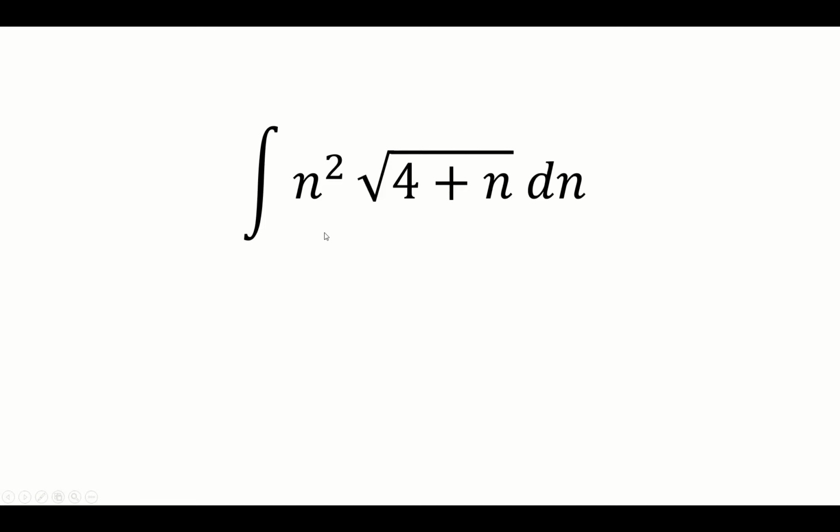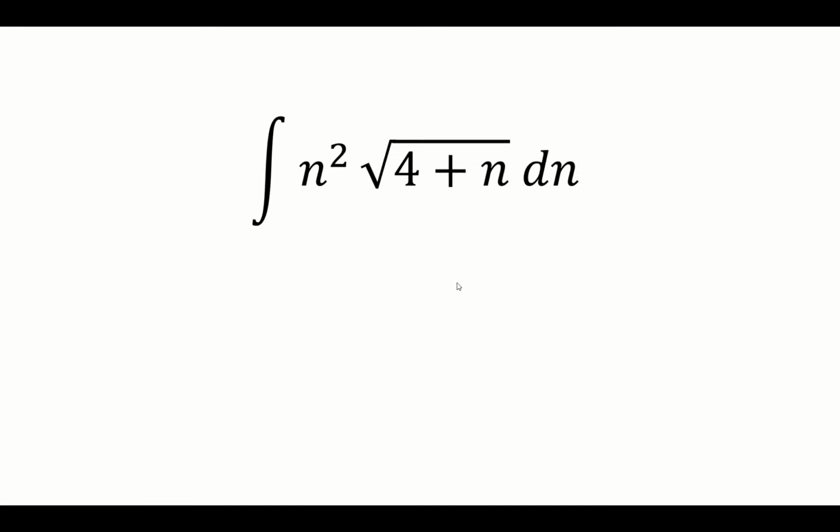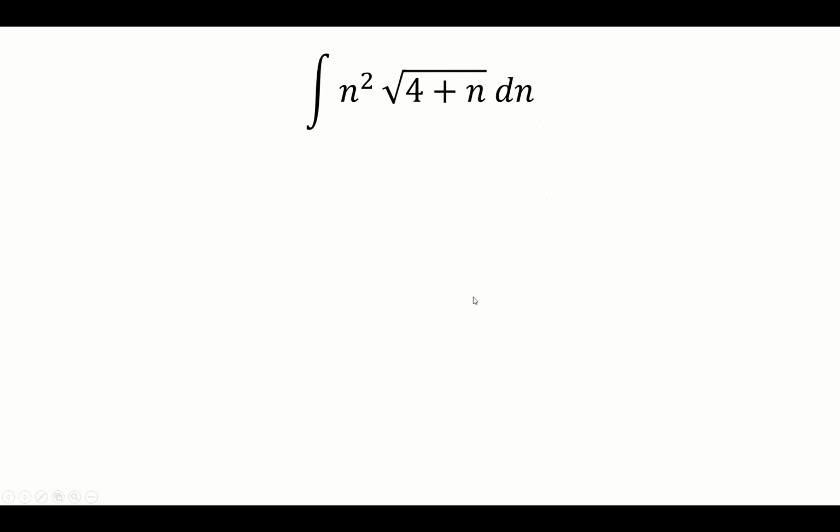We want to find the integral of n squared times the square root of 4 plus n dn. The first step is to do a u substitution. We'll let u equal the square root of 4 plus n. So du is 1 over 2 times the square root of 4 plus n dn.